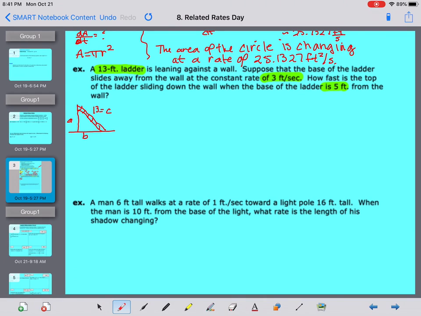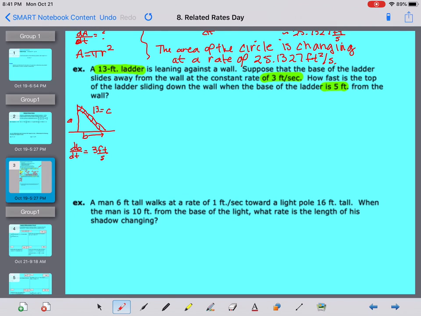Okay, so it says, suppose the base of the ladder slides away from the wall. So B is going that way. If we think about the length of B, B is in fact increasing, therefore that rate of change should be positive. So dB/dt, and this is why I needed a variable, so that I can name it for my derivative, is a positive 3 feet per second.